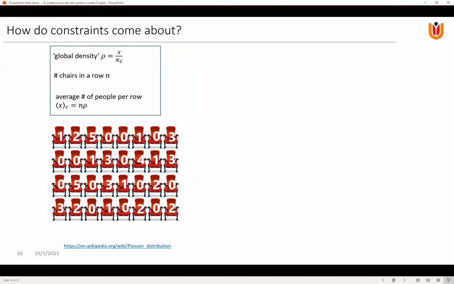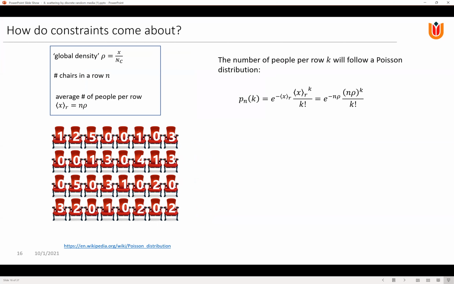So this would be the simulation, the situation. If we would do this randomly, if you would repeat this experiment many times, then you would see that the number of people per row, so let's call that variable K, will follow a Poisson distribution. So again, there is no strings attached. Everyone can sit whatever they like. They just think of a row number, a seat number, and we'll see what happens. That will follow a Poisson distribution given by this equation.